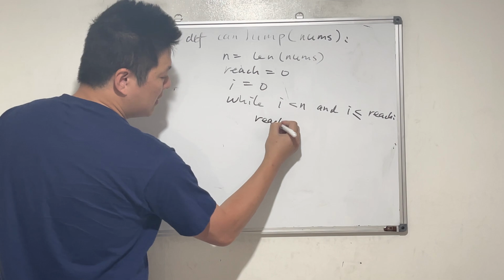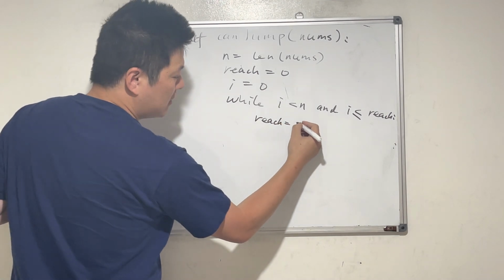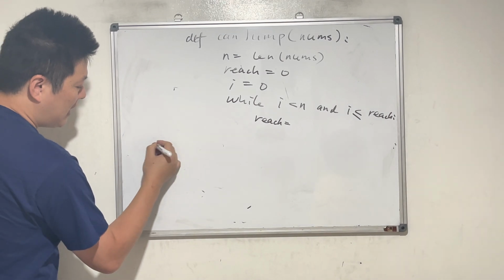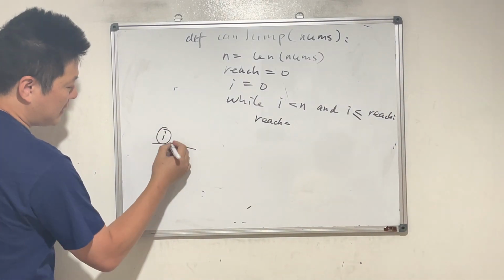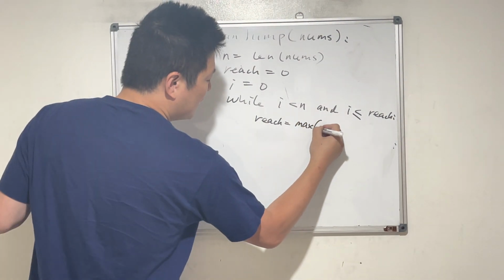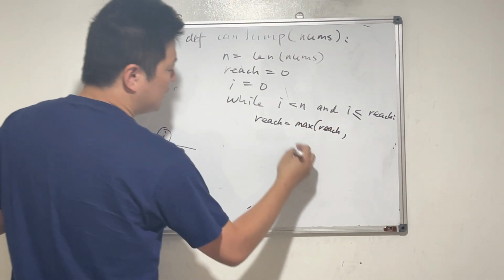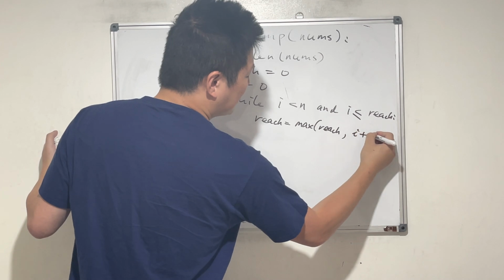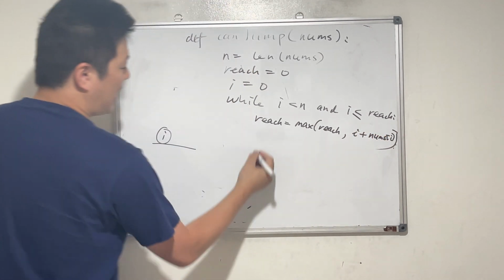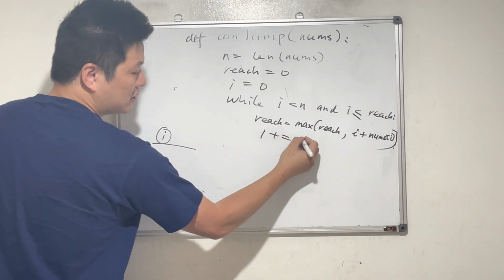Reach equals what? Look, we are at this position. We want to update the reach. Reach equals max of reach and I plus nums[I]. This is the furthest distance it can jump. And then I plus equals 1.